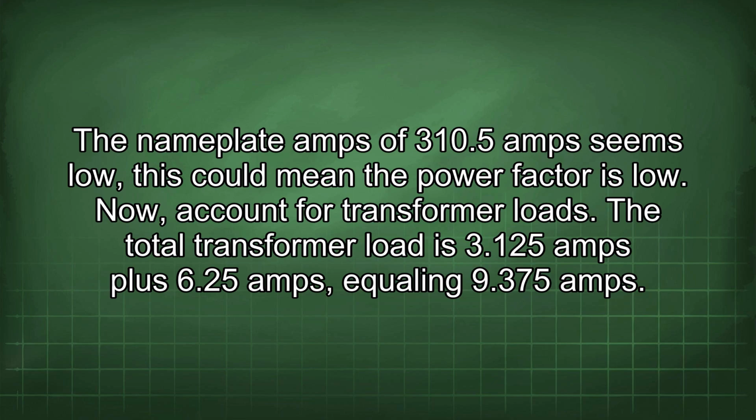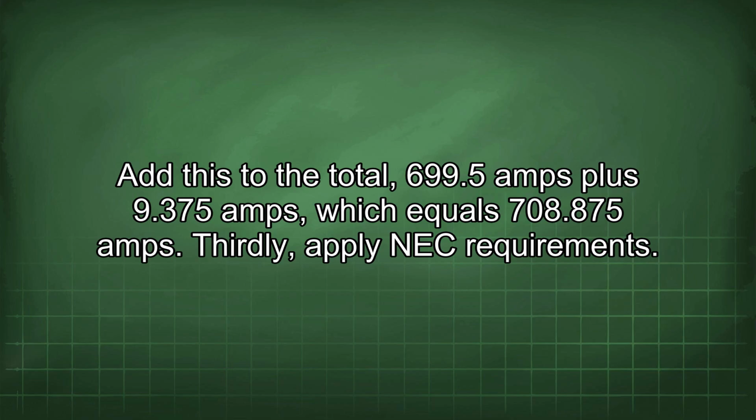Now, account for transformer loads. The total transformer load is 3.125 amps plus 6.25 amps, equaling 9.375 amps. Add this to the total 699.5 amps plus 9.375 amps, which equals 708.875 amps. Thirdly, apply NEC requirements.